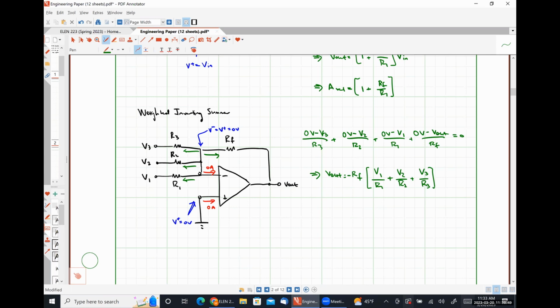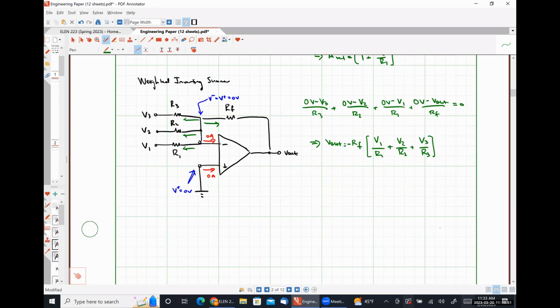All right, now let's look at the differencing amplifier. So we just added signals together. Now let's take the difference of signals.